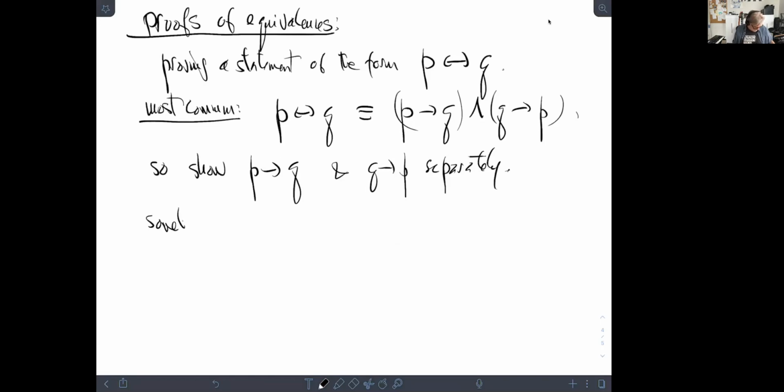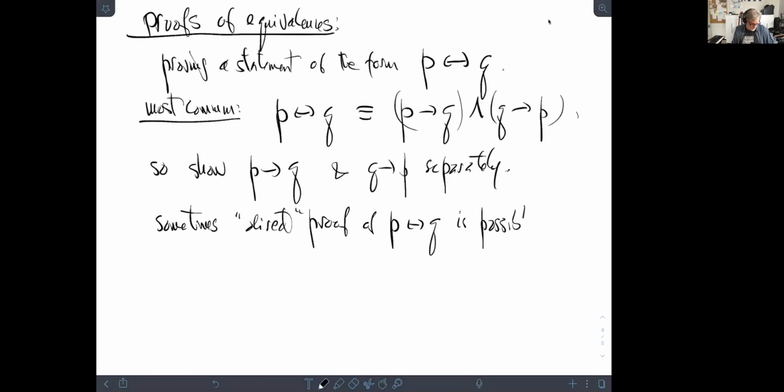Sometimes a direct proof of an equivalence like this is possible. And I'll show you an example. Okay, so here's a very simple little example. The first example is: for every integer n, n is odd if and only if n squared is odd. This is for integers, right?